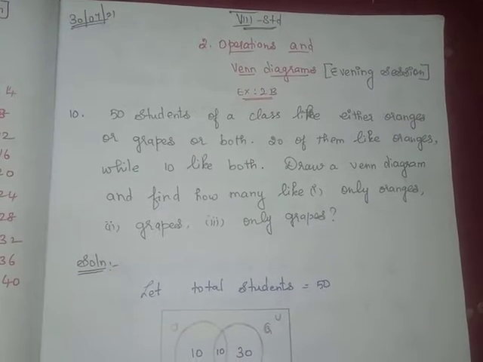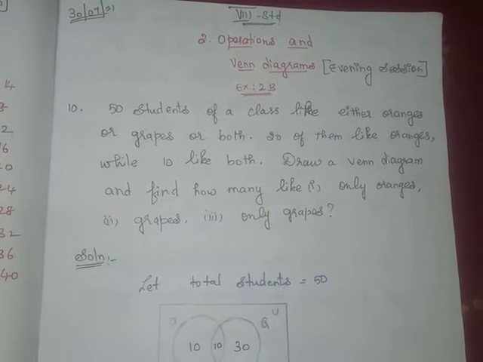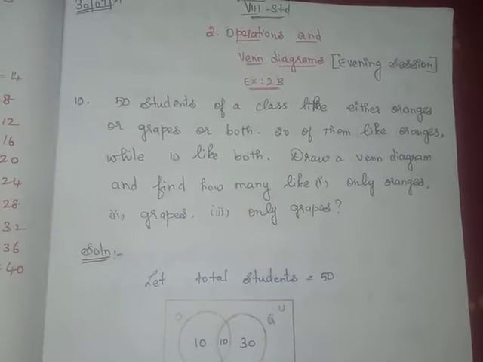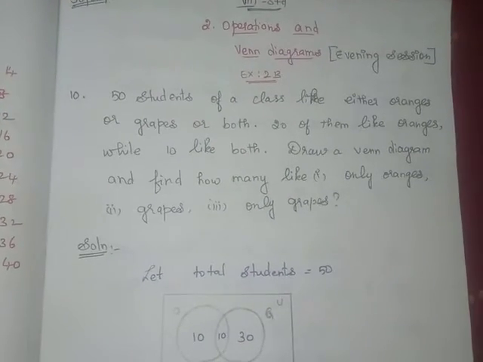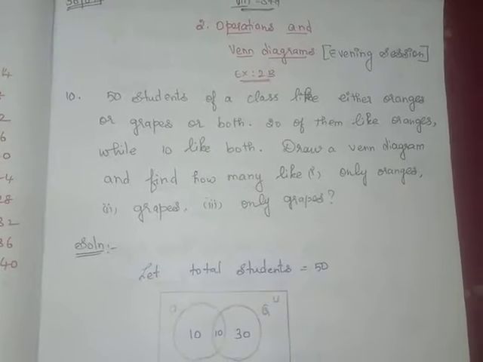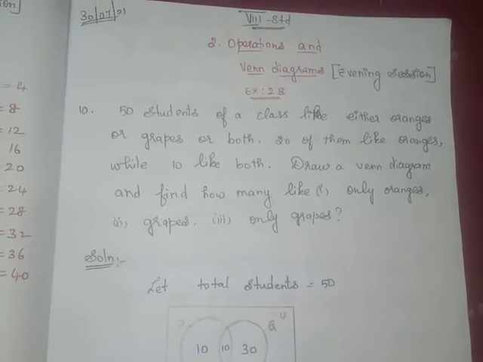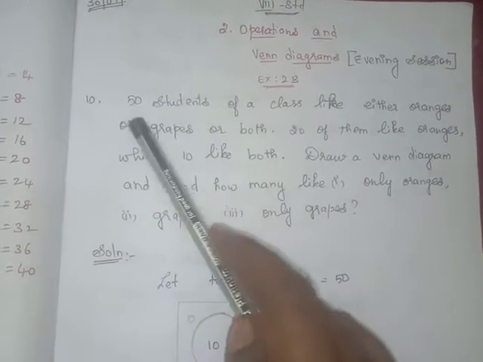Today I continue the same exercise 2B. It's a Venn diagram concept in the 10th sum. So those are very easy only. So in the before sums, the same model only. These sums are taken. So the wording problem is taken.